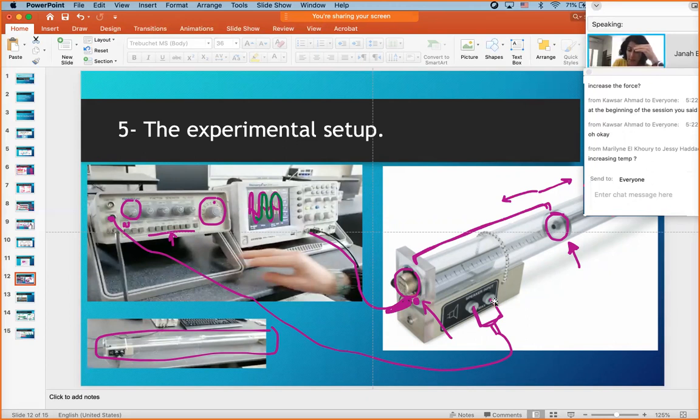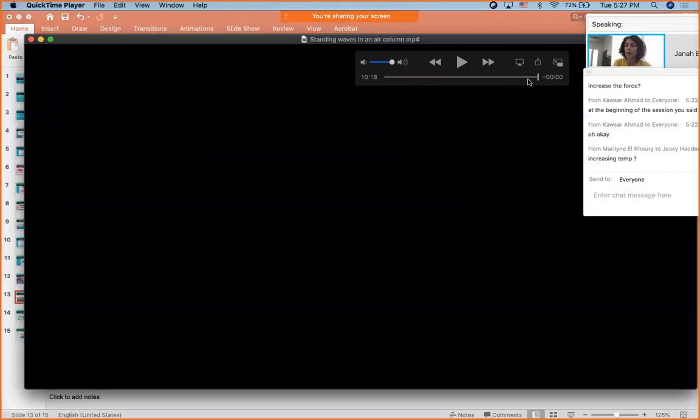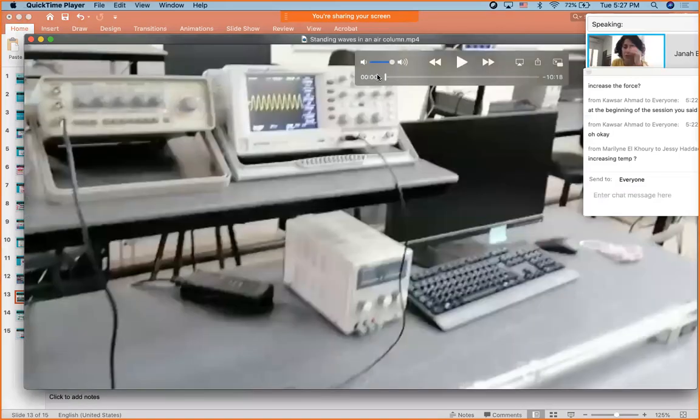speaker embedded inside our tube. We have the actual tube with the piston and the ruler inside. It is a regular ruler, with the smallest subdivision divided by two. We have a microphone connected with its own wire, so I don't need an extra wire to the oscilloscope. And that's it. We need an extra thermometer. And this will show you the list of material: the resonance tube, function generator, oscilloscope, speaker, microphone, cables, and thermometer. The thermometer is important. I can show you the experiment here. However, going fast forward through it is not very beneficial because you cannot see a lot.